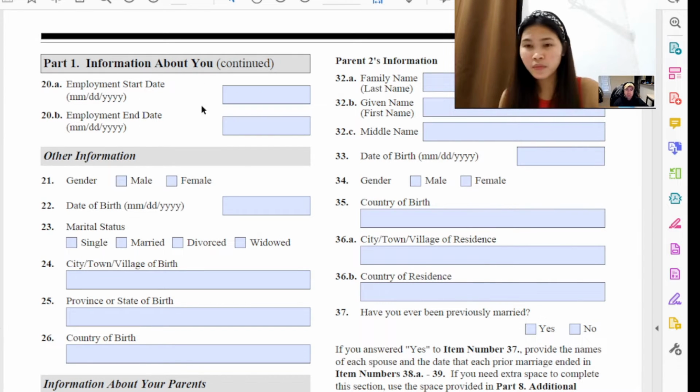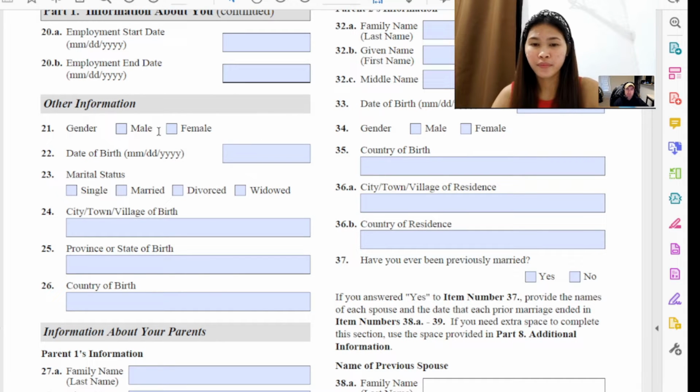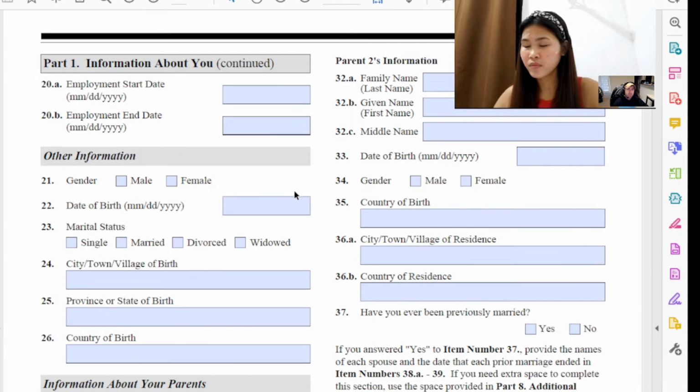Again, this is going to be more information about you: your employment start date, employment end date, your gender information, date, and marital status. Are you single, married, divorced, or widowed? This is important because if you are divorced, you need to click divorced. Don't click single, because you need to provide the documentation, the divorce decree, for a divorce or for being widowed. So just remember to keep that in there.